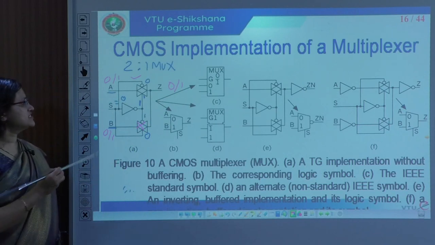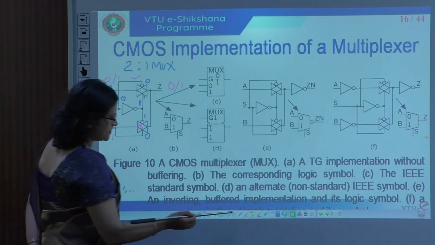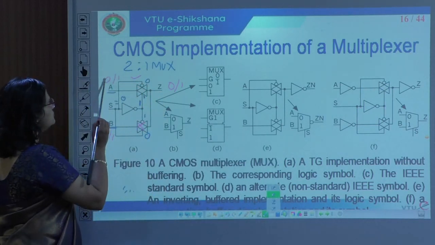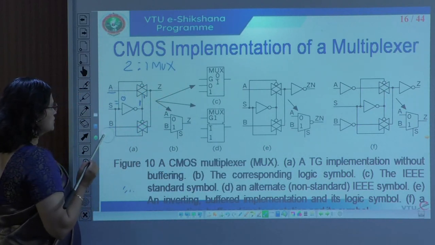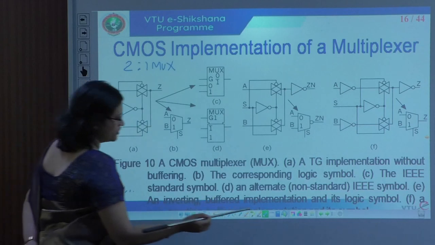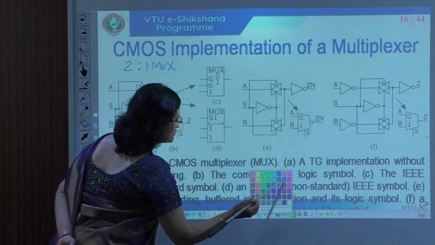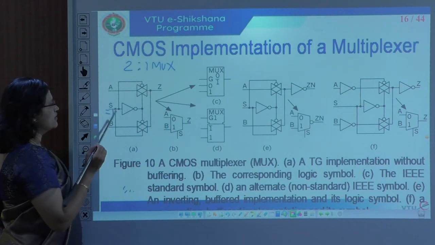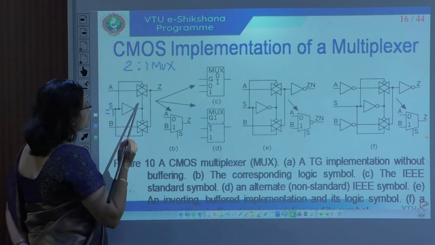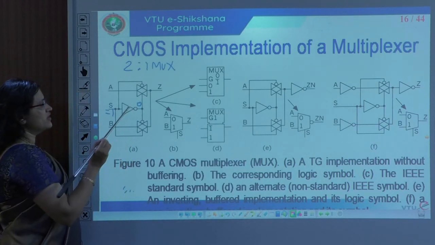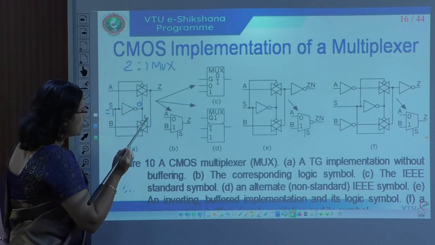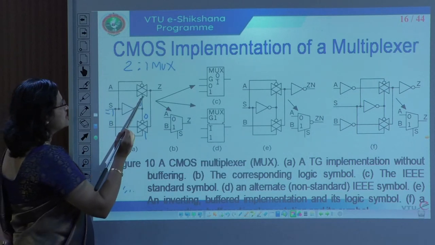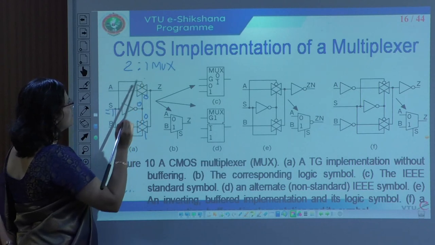Okay, so let us take up the second case. Now, I will take S is equal to 1. If S is 1, due to the inverter over here, the inverter output will be 0. That means here I am getting 0, here I am getting 1, because my S is 1 here. Similarly, here it will be 0, here it will be 1.